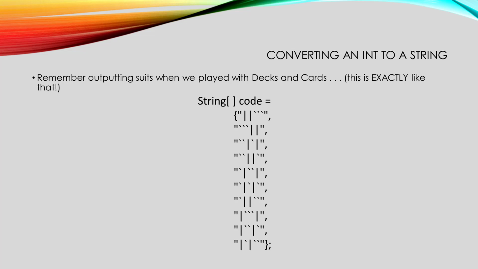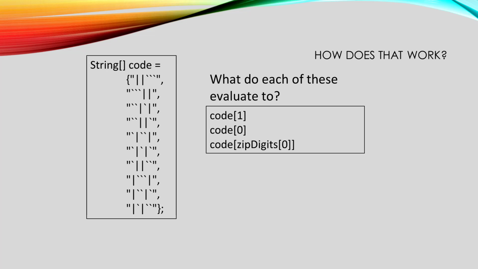Encoding each individual digit is a lot like the way we output suits when we were playing with decks and cards. We'll have an array of strings that contain the way each possible value should be encoded. Indexing that array by the value gives you the string with the encoding. To refresh your memory, think about the questions on this slide. That should help you with building the barcode.